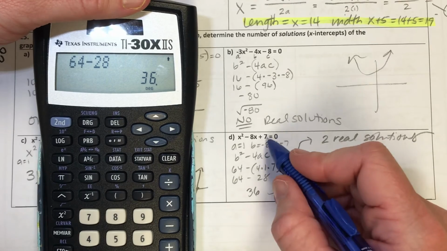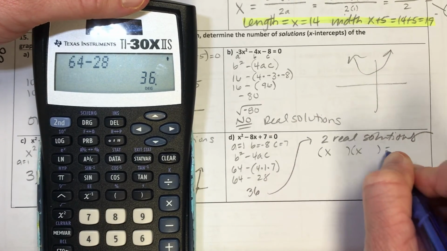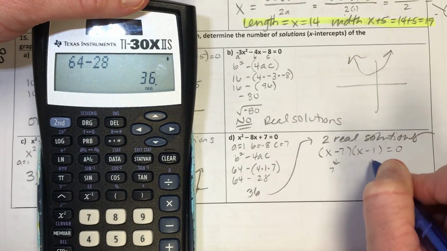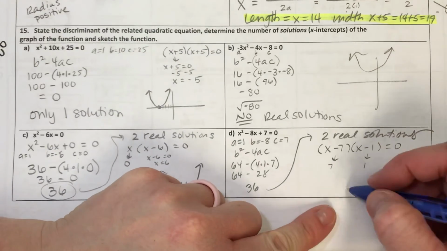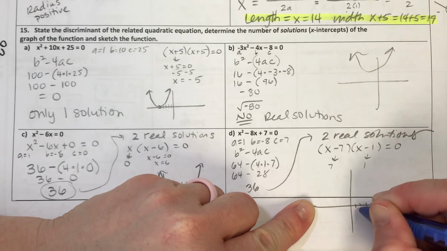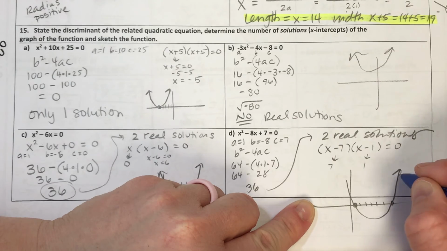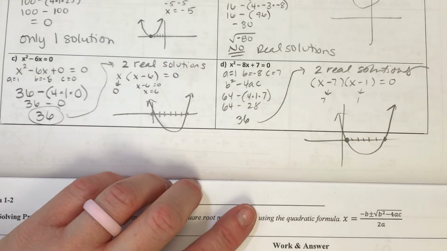Can you factor this? 2 numbers that multiply to make 7 and add to make negative 8. How about a negative 7 and a negative 1? I'm going to have two solutions, and I'll show you in the next unit how I know how to do this. But we're going to have 1 at 1 and 1 at 7. Super cool. Anyway, that's roughly what your picture is going to look like.